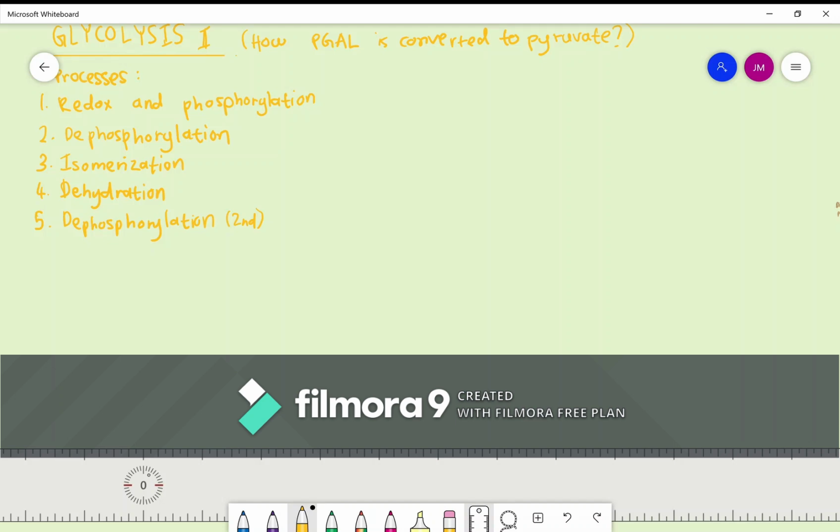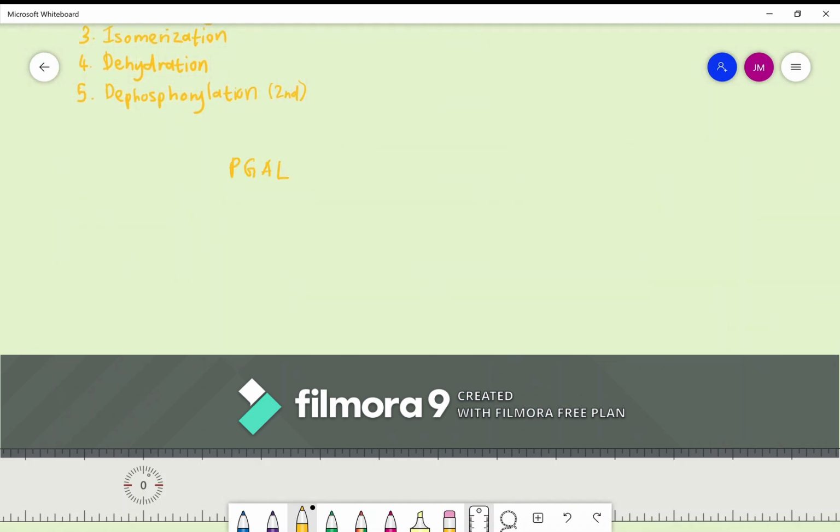In these processes, each PGAL contributes to the reduction of two molecules of NAD+, and each of the two 3-carbon molecules receives another phosphate from inorganic phosphates. The phosphates received are then removed, forming two ATP molecules. Shortly thereafter, the remaining phosphate groups are removed to form two more ATP molecules. The end molecules are two 3-carbon pyruvate ions.